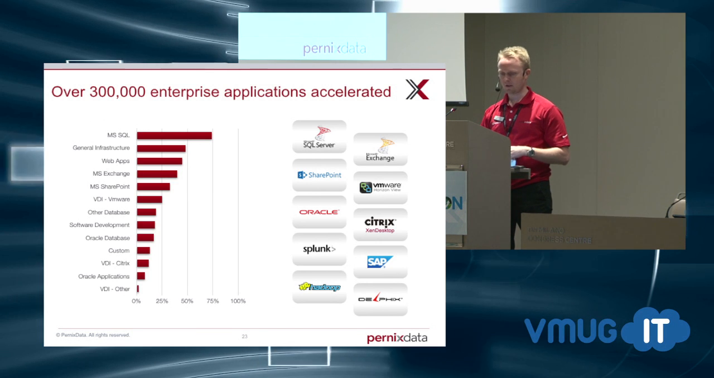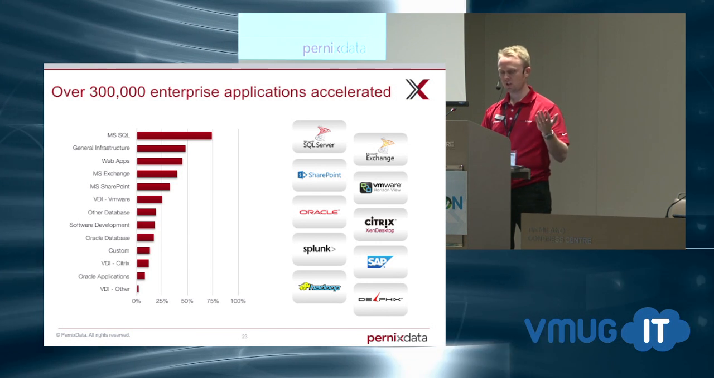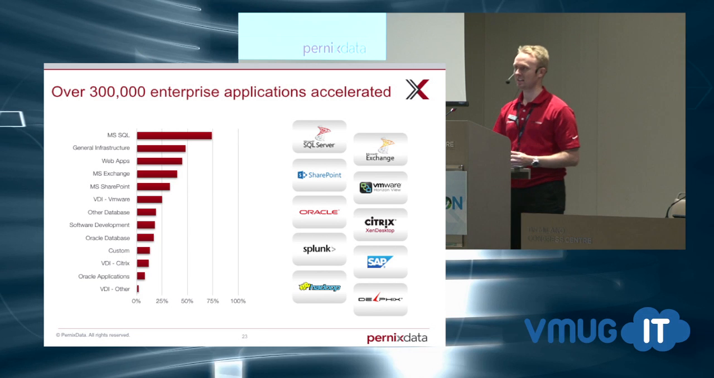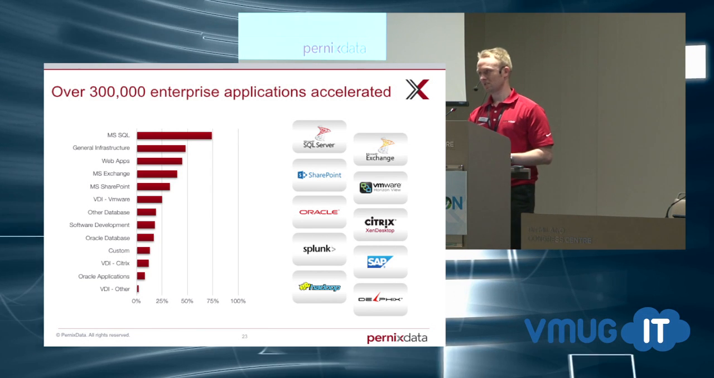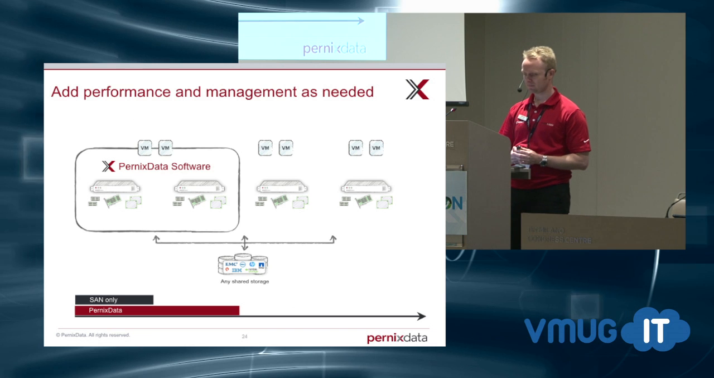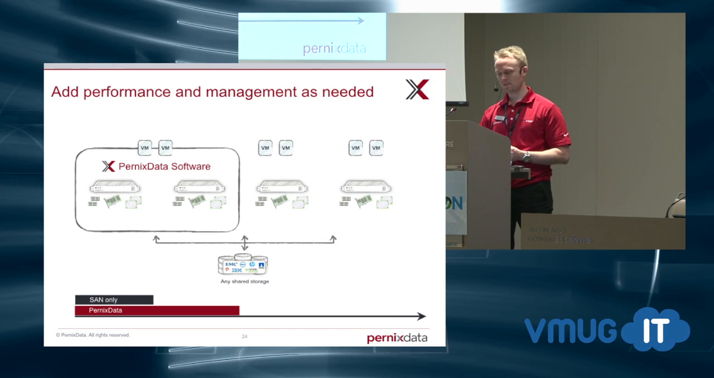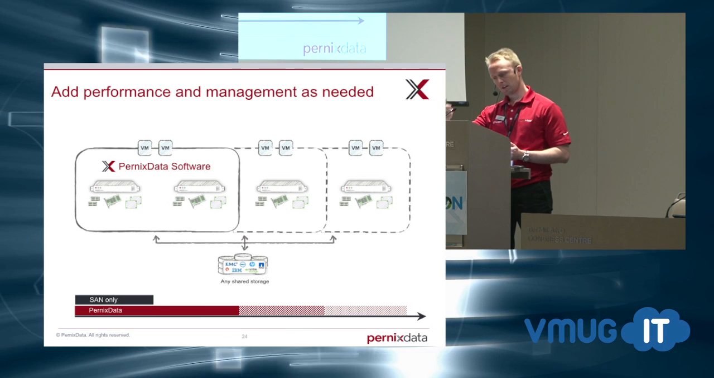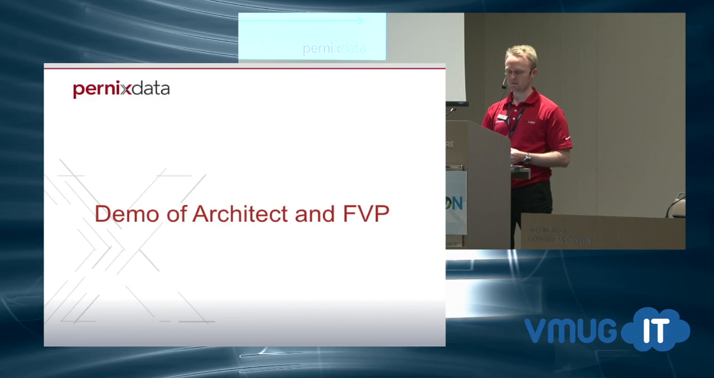So what kind of applications is PernixData accelerating today? SQL, general infrastructure, web apps, Exchange, SharePoint, VDI, other databases. So this is just some of the things we are doing. And to be honest, we are mostly doing MS SQL and Oracle. So it's not like the low-hanging fruit and let's use this software for something we don't really care about. We are accelerating the real stuff. We are accelerating the important business applications at our customers' environments. And back to the point of scale: put PernixData on there, new host, scale, new host, scale.